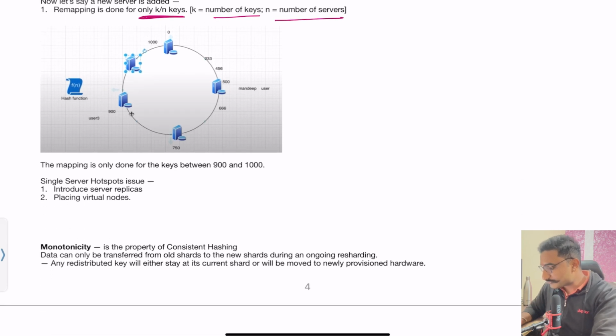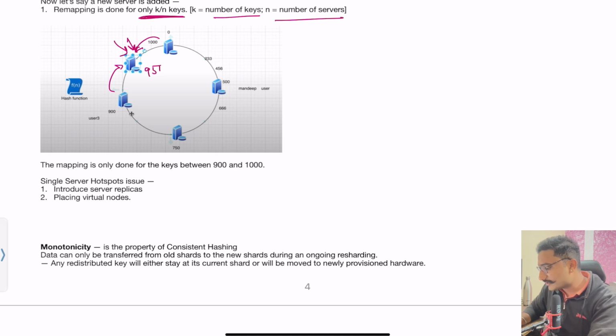Okay, so let's say you are adding this new server here. The mapping is only done for the keys between 900 and 1000. Some of the keys will be transferred to here and some of the keys from here will be transferred to here.